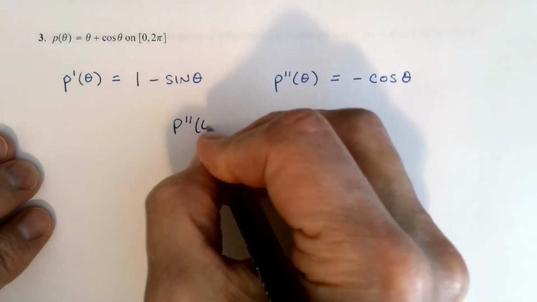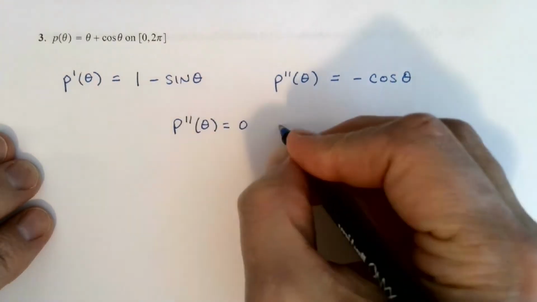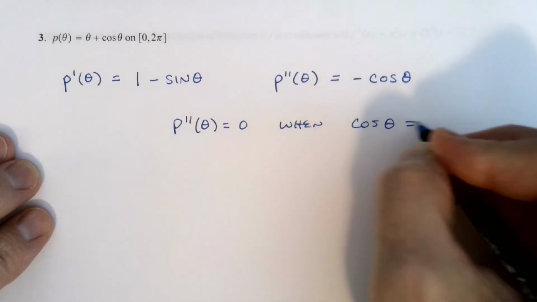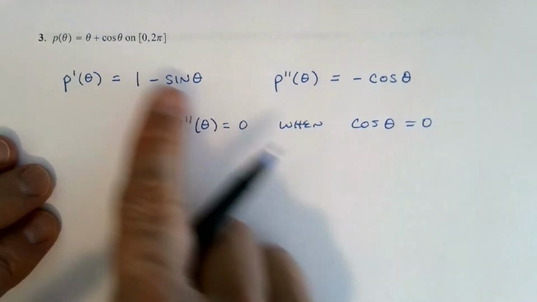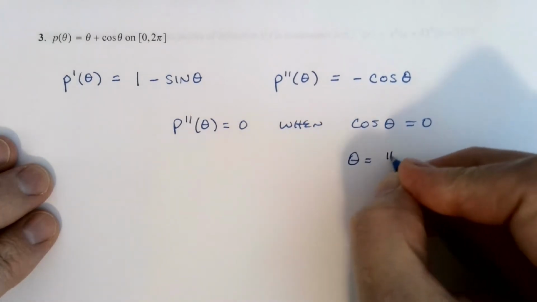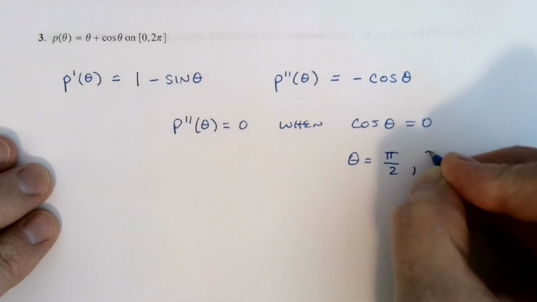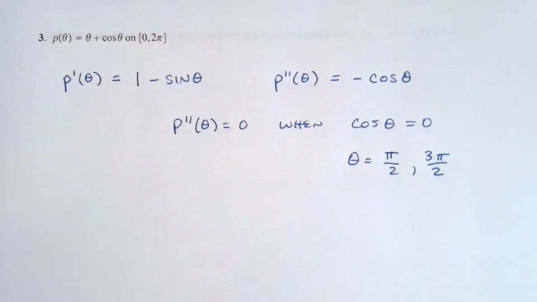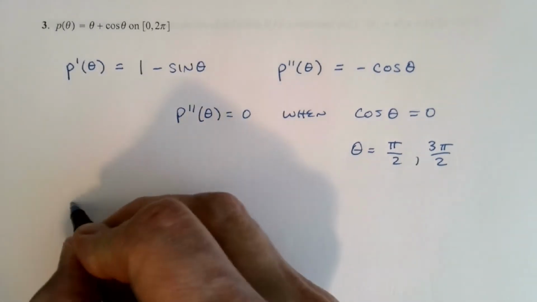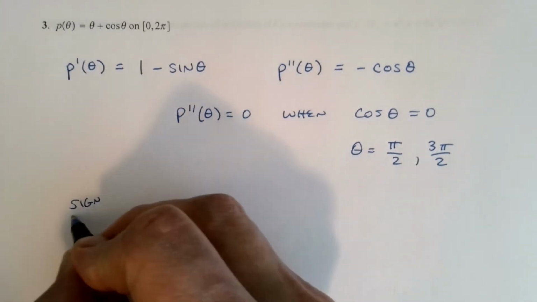The second derivative, therefore, is equal to 0 whenever cosine theta is equal to 0. When is cosine theta equal to 0 on this interval? Pi over 2 and 3 pi over 2. So what do we need to do now? Once we have our second derivative, we need to do a sign check of this second derivative.